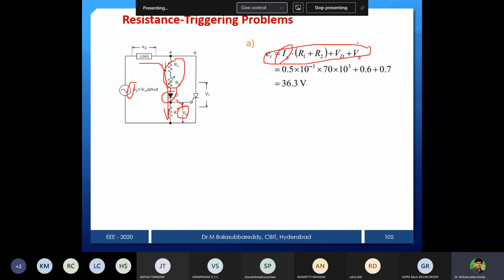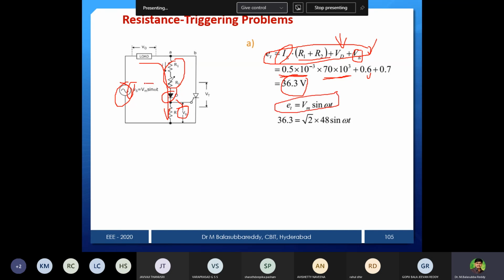In that you substitute the given data. IG is 0.5 milliamps and R1 plus R2 is 70 kilo ohms, and then VD, the diode drop, is 0.6, and the voltage across that resistor, VG, is mentioned in the problem as 0.7. If you substitute that, we will get the supply voltage, which is equal to 36.6.